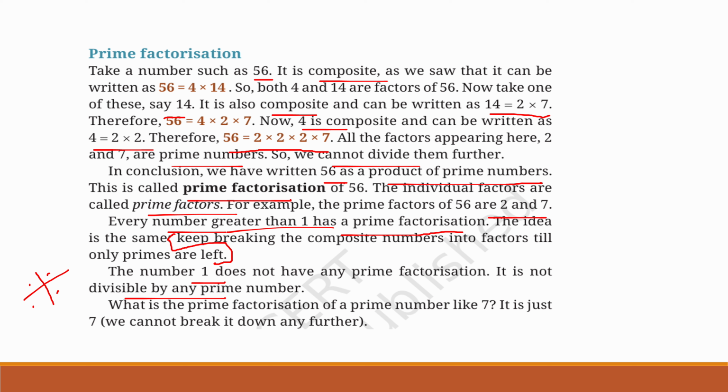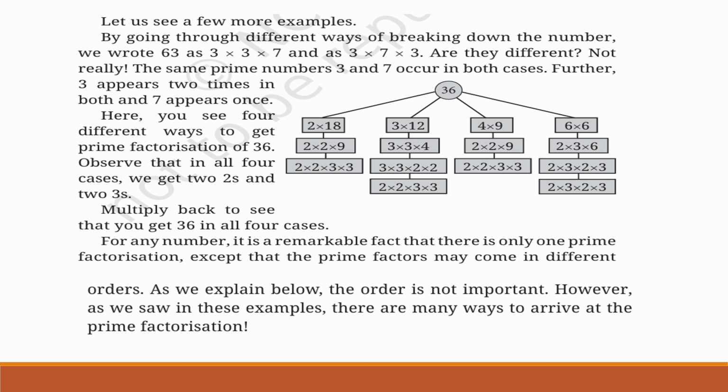What is the prime factorization of a prime number like 7? It is just 7. We cannot break it down any further. So, prime factorization of a prime number is the number itself. Let us see a few more examples.